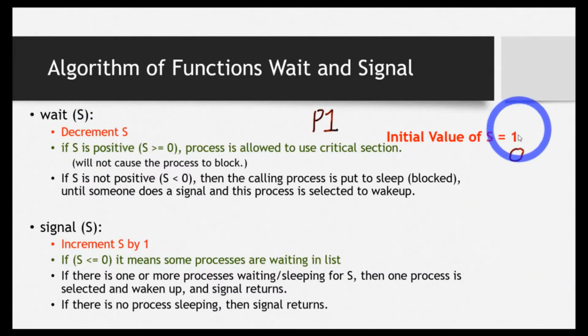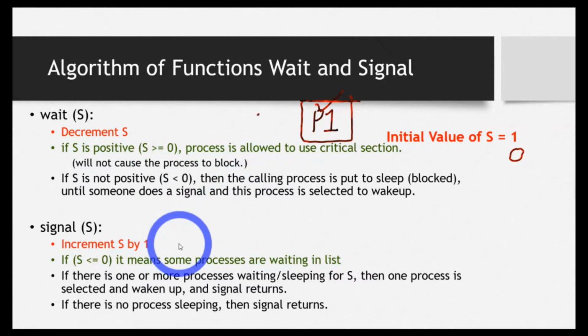Now let's see when the value becomes 0, if this condition is true or not. If the value is positive or equals to 0, process is allowed to use the critical section. So in this case, this condition becomes true. When it becomes true, this process P1 is allowed to use the critical section. So it will enter in the critical section. Now P1 is using critical section. Now let's suppose another process P2 comes along to use the critical section. So let's write P2, and when it comes, it will again call the wait function, right? So when wait function is called, s will be decremented. Right now s equals 0, so it means s will become minus 1.